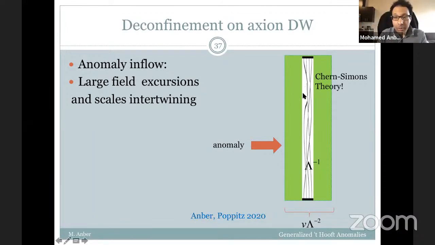So this Chern-Simons theory is telling us that there has to be some non-trivial intertwining between the heavy degrees of freedom, which are the QCD degrees of freedom, and the light degrees of freedom, or the axion, as the axion makes a large excursion between two vacua. Notice here that this is an intertwining between extremely different scales, because the scale of QCD is basically lambda, the width of QCD is lambda to the -1, and the width of the domain wall is V times lambda to the -2, which is extremely large compared to lambda to the -1.